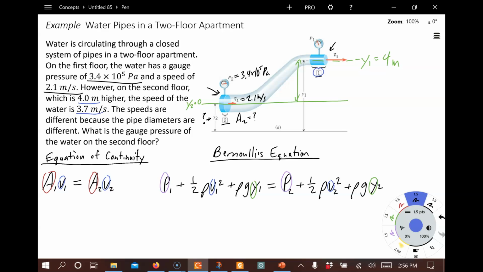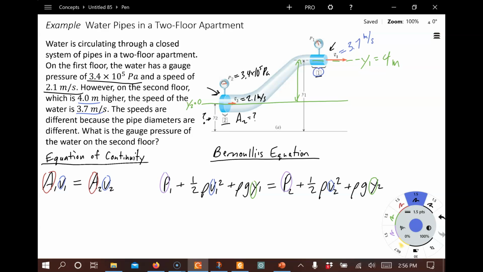This guy right here, it's equal to 3.7 meters per second, which according to the equation of continuity means that the pipe must have narrowed a little bit in order for the speed to increase with a smaller diameter.